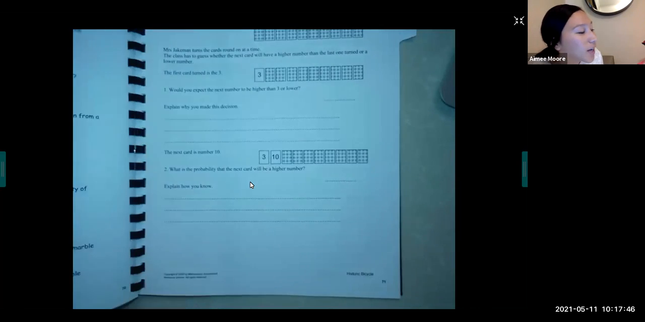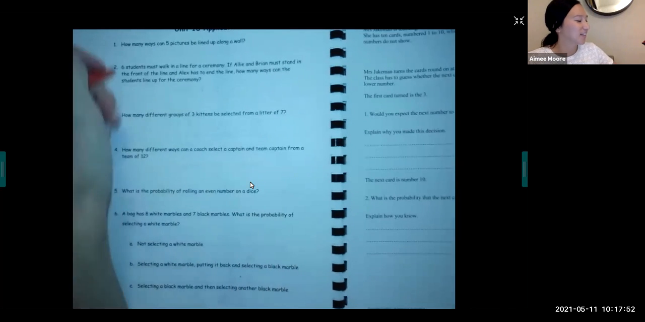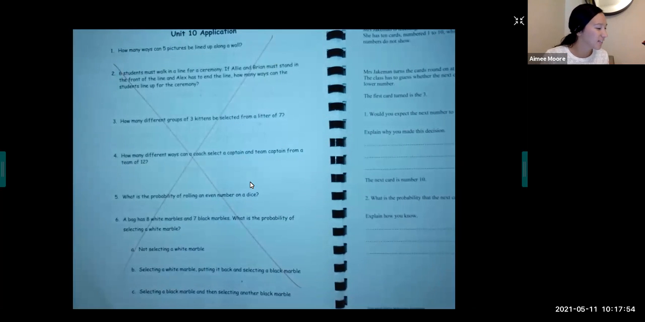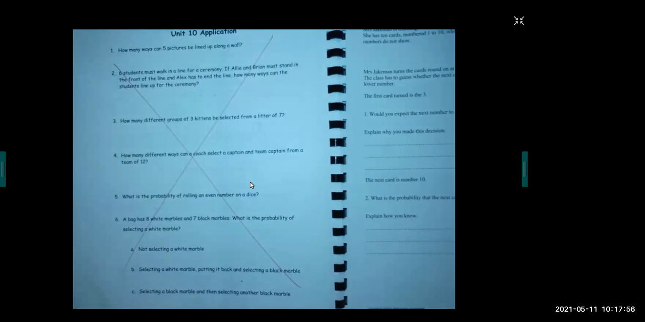All right, any questions on the probability review or the Unit 10 application? Oh, great. So you don't have to do it. You could just cross this off. I'll excuse the Unit 10 application. Yes. Thank you.